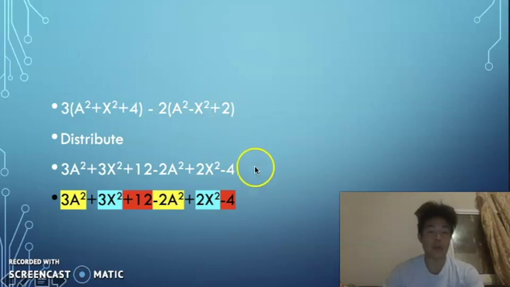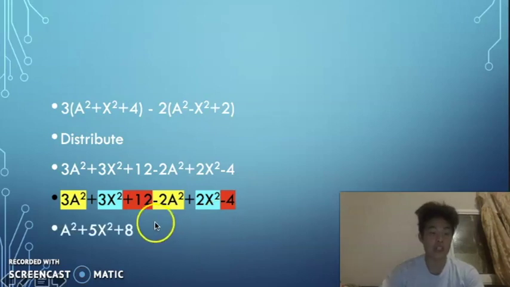And then what we want to do is combine like terms. So we see we have the variable a squared here and the variable a squared here, so we can combine these like terms. We have x squared here and x squared here, so we can combine these two like terms. And we have 12 and -4 here, which are also like terms, so we can combine these like terms. When we do this, we should get a squared, because 3a squared minus 2a squared is a squared, plus 5x squared, because 3x squared plus 2x squared is 5x squared, and 8, as 12 minus 4 is 8.